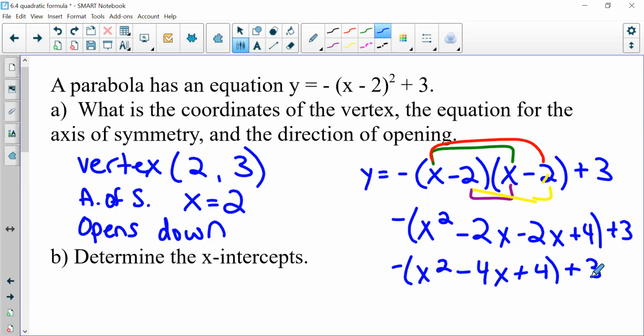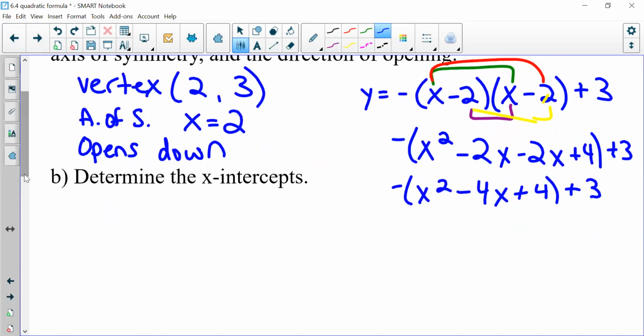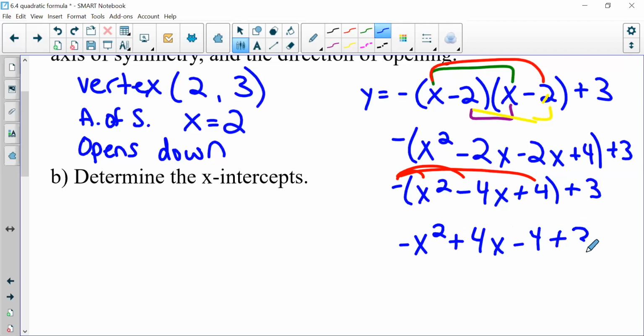Subtract negative 4 and positive 4, and distribute this in. So negative x squared, and then plus 4x. Careful with my signs here. Minus 4, and then plus 3. What's my final standard form for this one?